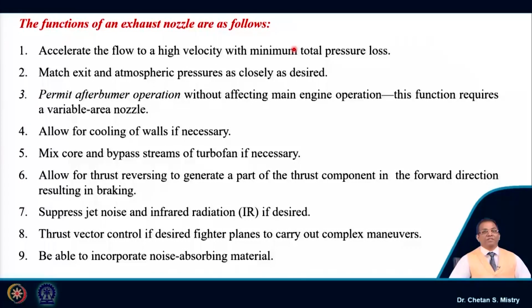If we analyze the functions, we can say the very first is to accelerate the flow to high velocity with the minimum total pressure loss. Second is to match exit and atmospheric pressure as closely as desired. It permits afterburner operation without affecting the main engine performance, and that is what we will be looking for, a variable area kind of nozzle.